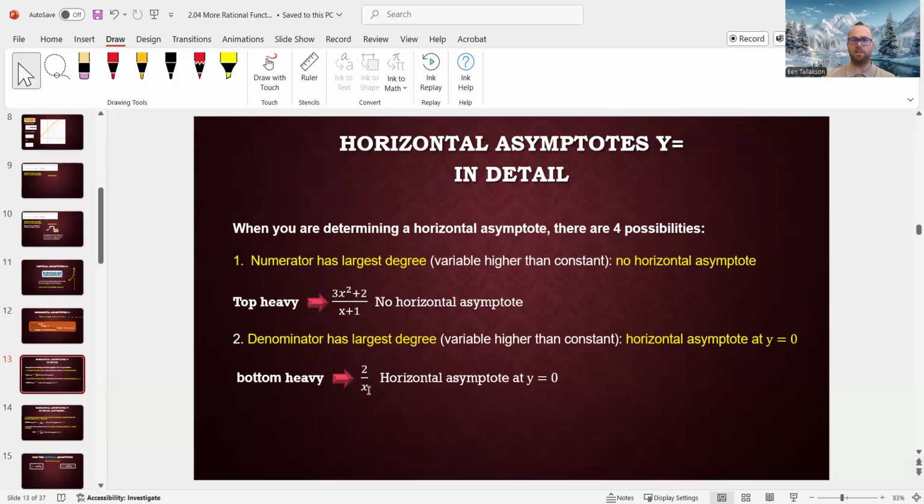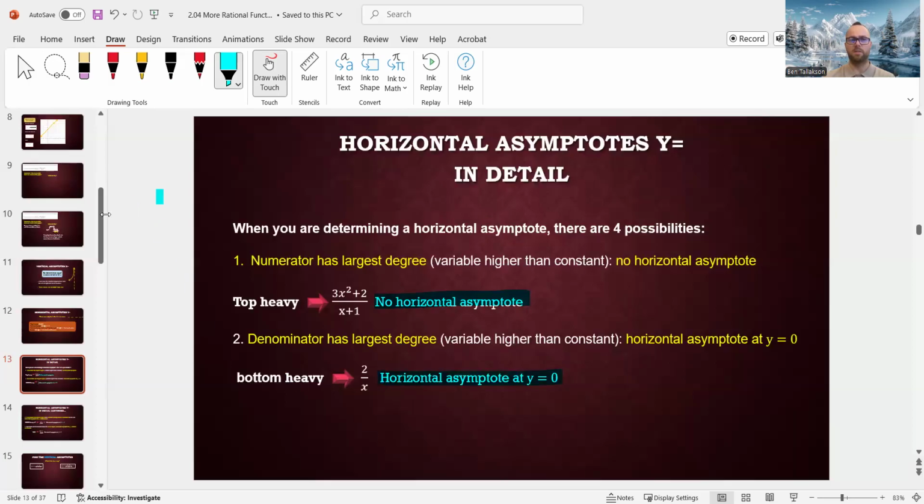If the denominator has the largest degree, and remember, it's degrees of variables, right? So we're only focused on the x here. Here, x is to the power of 1, and there's no x in the numerator, so clearly the variable with the higher power is in the denominator, so we call that bottom heavy, and that results in a horizontal asymptote at y equals 0. Okay, so what we're really talking about here is how to determine what and where the asymptotes are. If it's top heavy, there's none. If it's bottom heavy, it's at y equals 0.